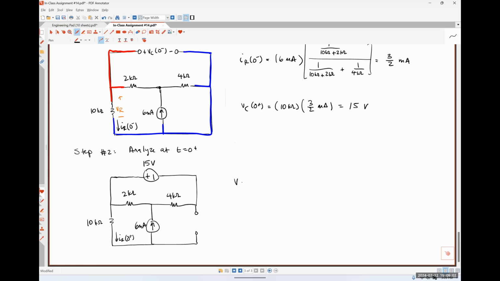And just really quickly here, I'm going to make a note that VC at 0 plus must be the same as VC at 0 minus, which is 15 volts. So now we need to figure out what IR at 0 plus is.